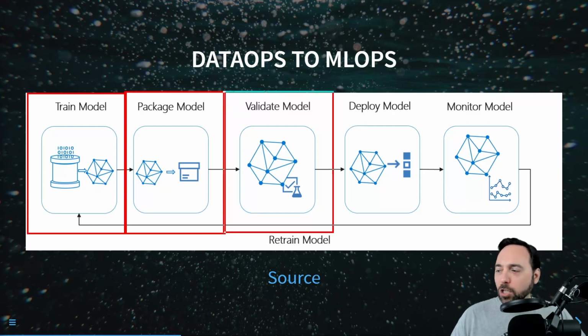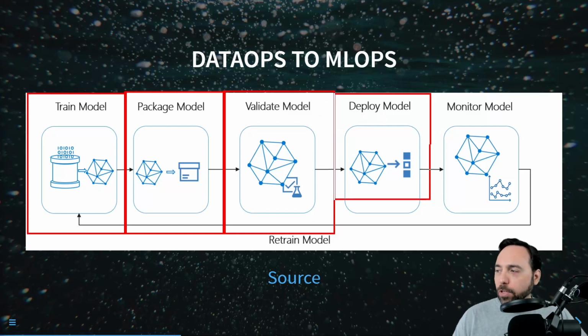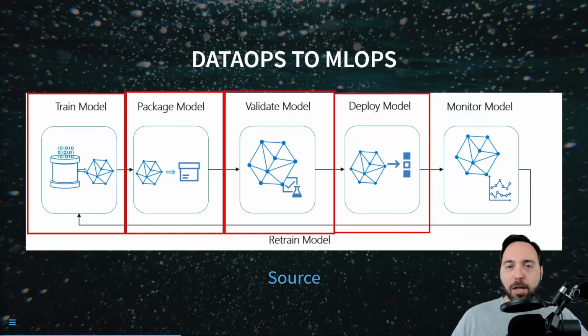We want to make sure that the model works the way we expect it to. We want to validate it. We want to run it against test sets, against results where maybe we have some fixed inputs and we expect similar outputs. If it passes validation, we want to deploy the model. We'd like to make it available for other people to use.